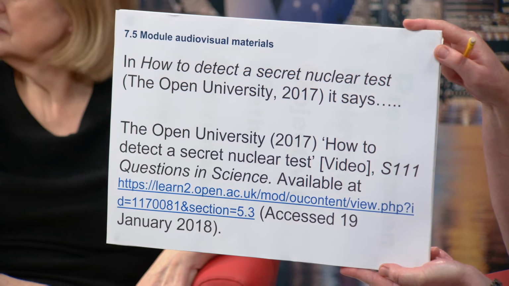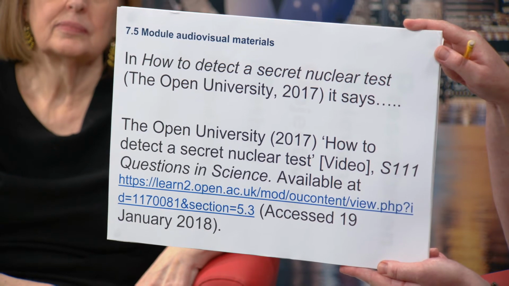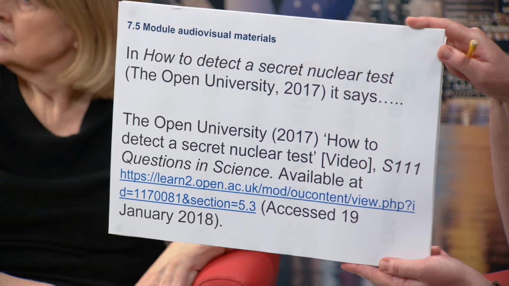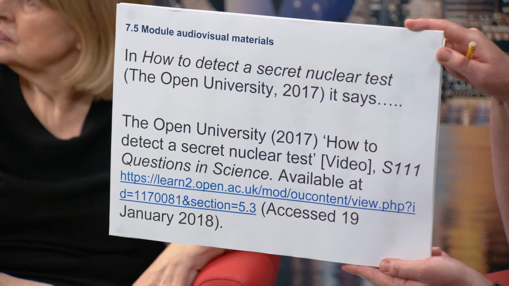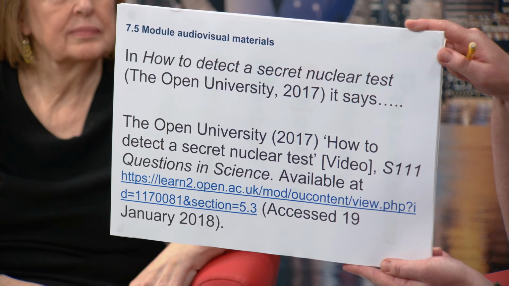So in actual fact, how to detect a secret nuclear test is section 7.5 in the module audio materials. And this is a worked example of how to reference a video in module materials. Basically you need the author, which will be the Open University in this case, the date, the title of the video, the fact that it's a video, which goes in square brackets, and the access date and the location, so that your tutor can see that that's where you got it from.